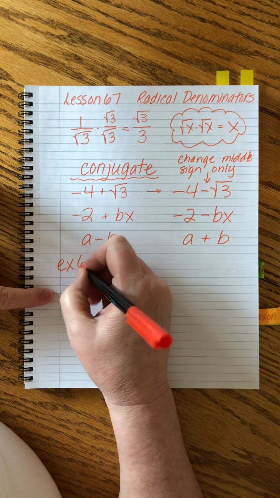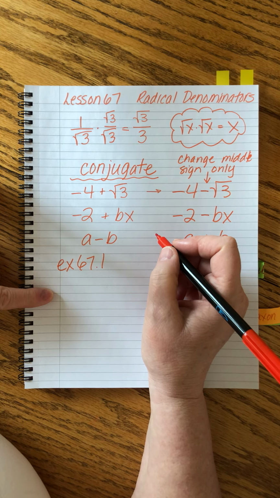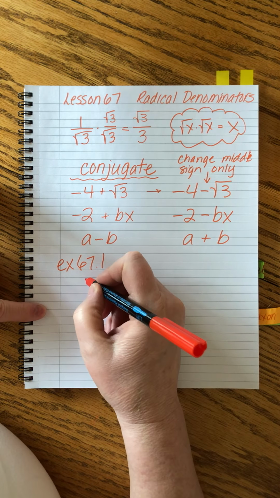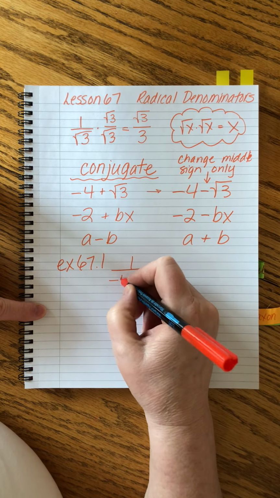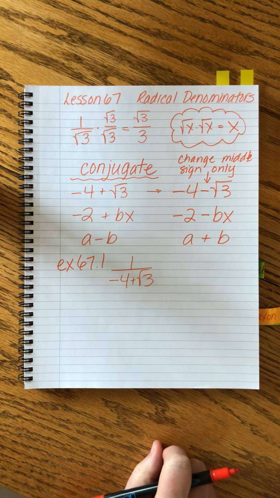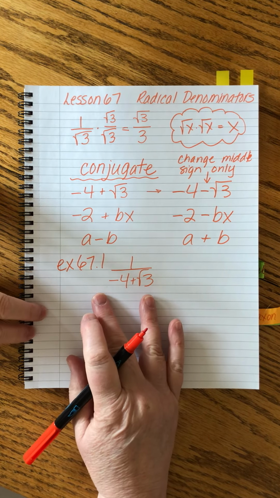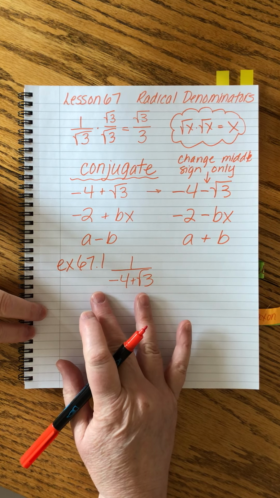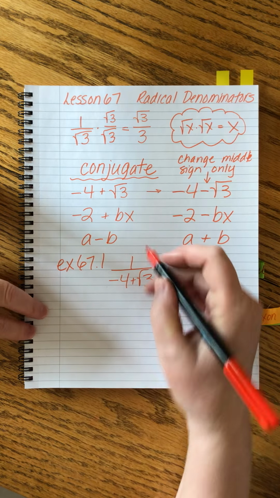First example. Here is our expression. I'm going to write it up here. 1 over minus 4 plus square root of 3. I'm using this first one that we had before. All right. We have done a problem, and this is the answer that we've got. And we see, oops, there's a radical in the denominator. That is not going to fly, is it?